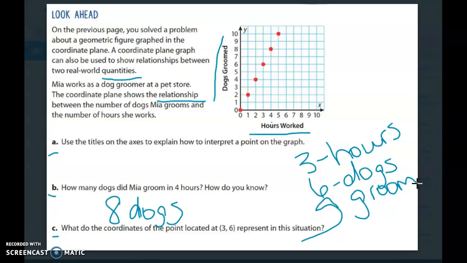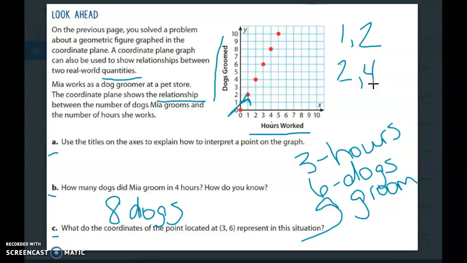Okay, so the next slide, we're going to be looking at what the graph is telling us, and we're kind of looking at a pattern. Can you see the pattern that's happening? Every hour, how many more dogs does she groom? So I'm looking at 1, 2, right? That's my first point right here, right there. In 2 hours, how many dogs does she groom?